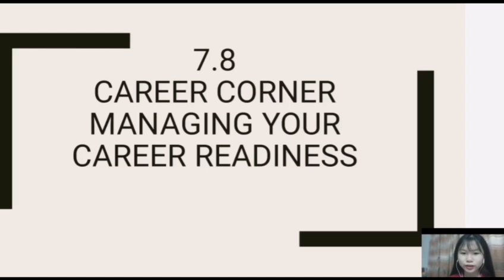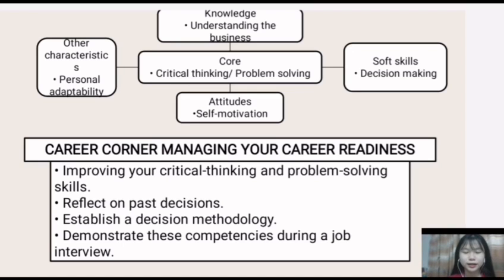Number 8. Career corner, managing your career winners. For core is critical thinking or problem solving. Other characteristics is personal ability. For knowledge is understanding the business. And for soft skill is decision making. And for attitude is self-motivation.